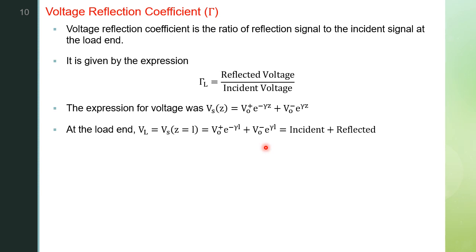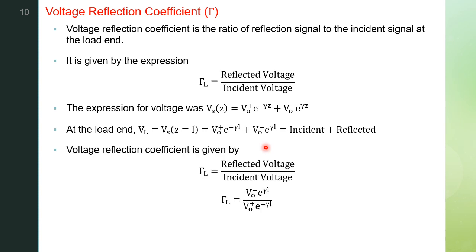So if you take the ratio of reflected to incident voltage, we will get the reflection coefficient at the load end. So gamma L equal to reflected by incident, so it is V naught minus e raised to gamma L divided by V naught plus e raised to minus gamma L. On dividing this, it will turn out to be V naught minus by V naught plus e raised to 2 gamma L. Now we need to substitute V naught minus and V naught plus so that we can further simplify this expression.